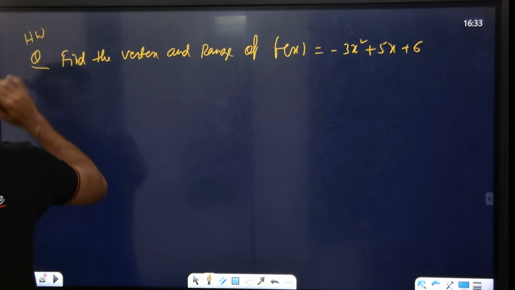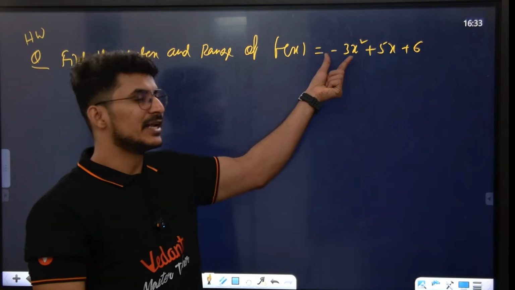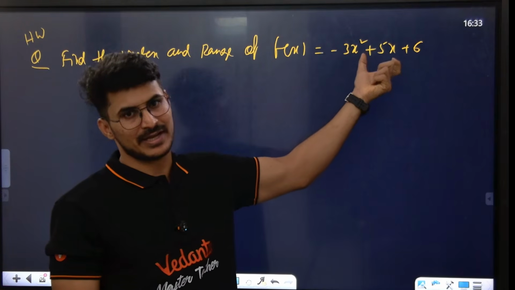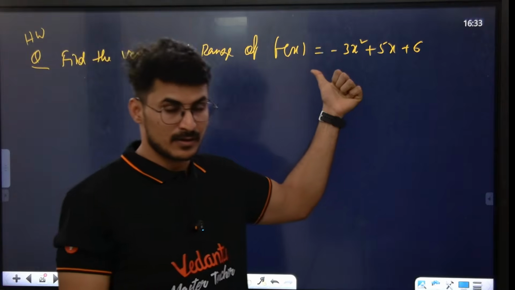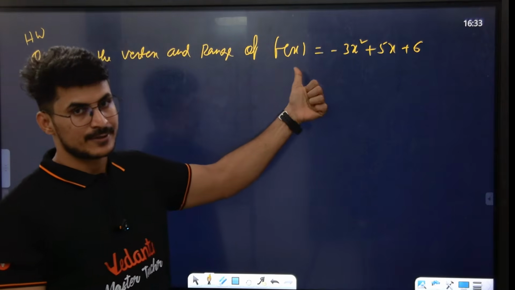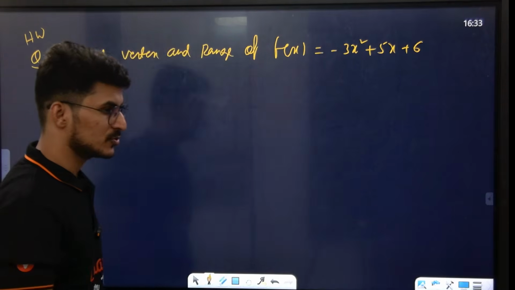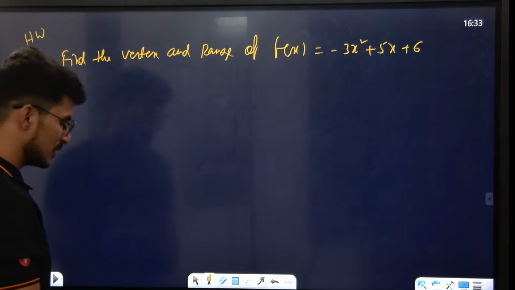Please try this. Here the a value is negative, so think about how to find the range and the vertex. This is a super question. You try this.